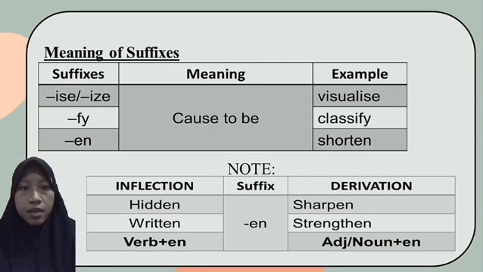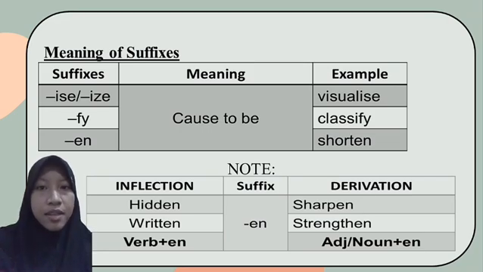We move to the meaning of suffixes. The first one is ize, which has the meaning of cause to be. For example, visualize. The second is fy, which has the meaning of cause to be. For example, classify. The third is en, which has the meaning of cause to be. For example, shorten. And the last one is note, inflection, suffix, and derivation. Inflection: hidden, written is verb plus en. Suffix: en. Derivation: sharpen, strengthen is adjective or noun plus en.